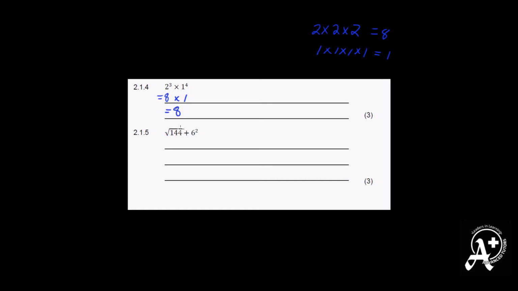And then we've got the square root of 144. So we know that the answer for the square root of 144 will be, when we multiply these two numbers with one another, they should give us 144. And we know that that is 12, because when we multiply 12 with 12, it will give me 144. So we've got 12 plus 6 squared is simply 36, so it's 6 times 6. And 12 plus 36 will give me 48.